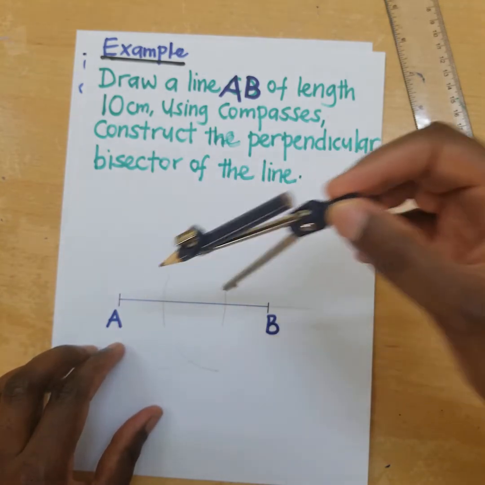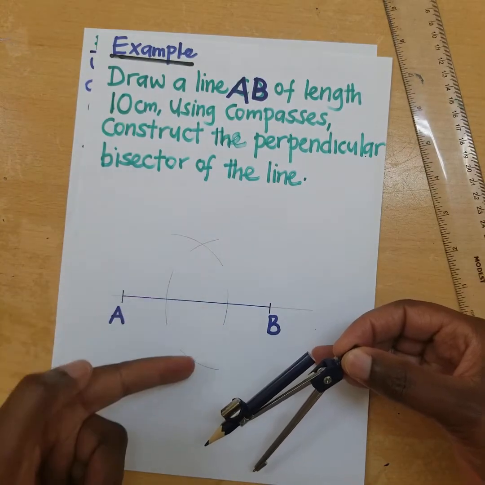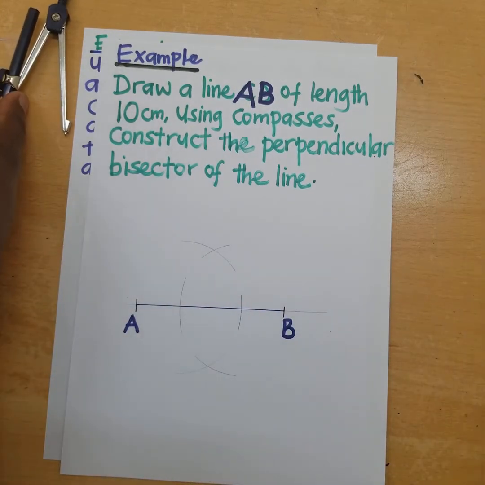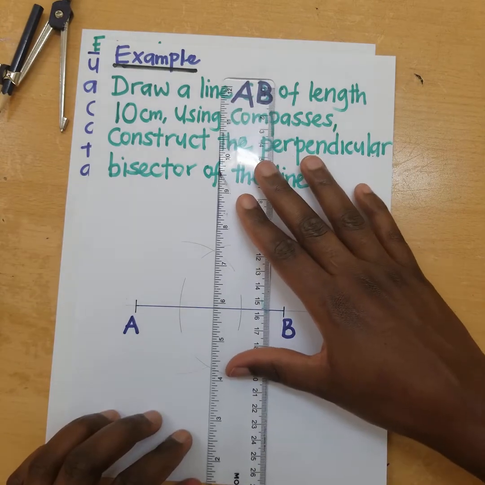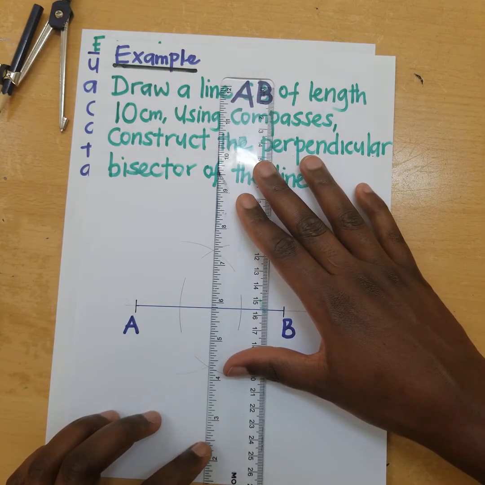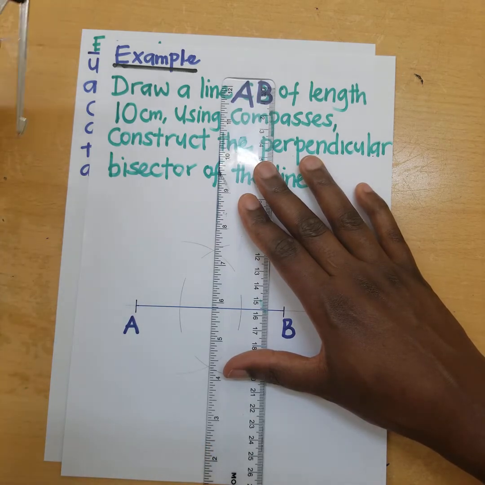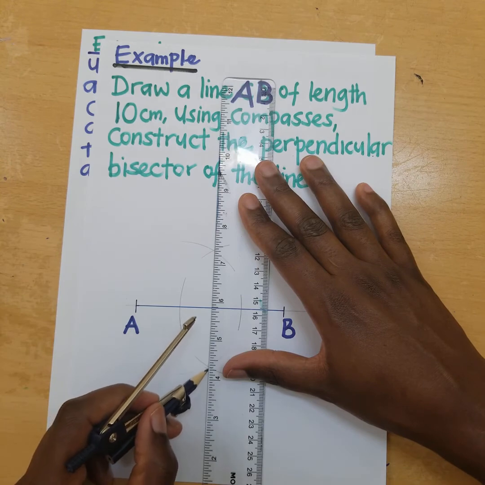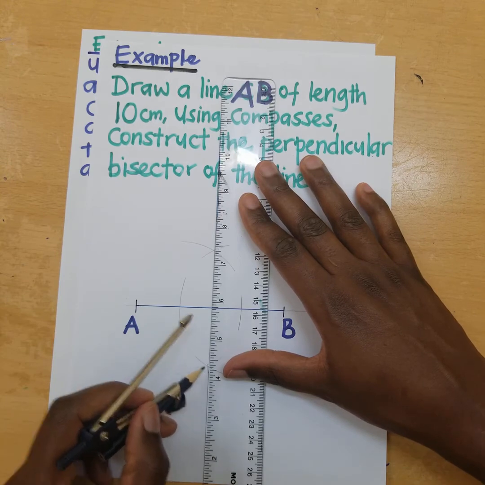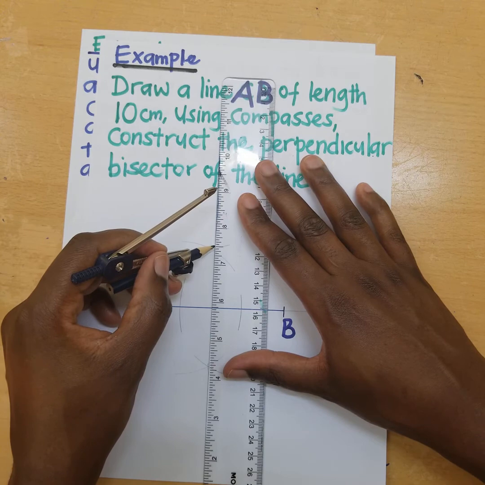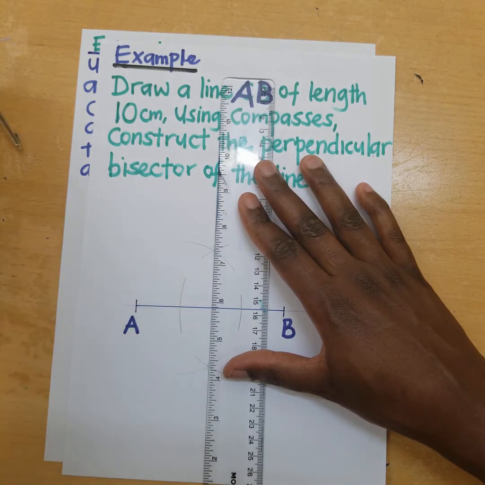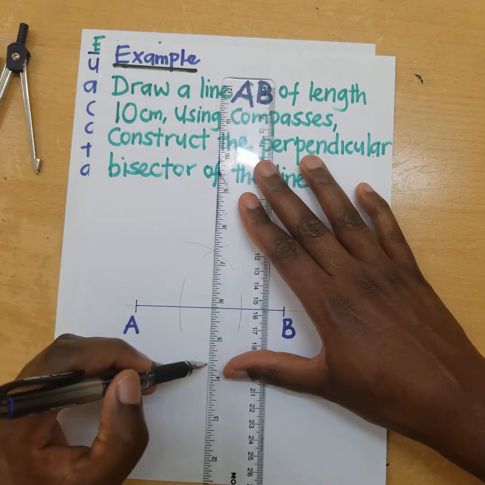Okay, now join these arcs. Okay, now I'll bring my ruler and I'll join. Make sure it is going through the points you've just drawn. So it should be, yeah, here, and yes. So I'll use dark ink.